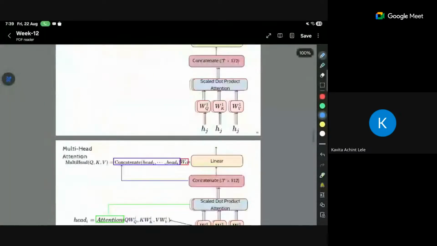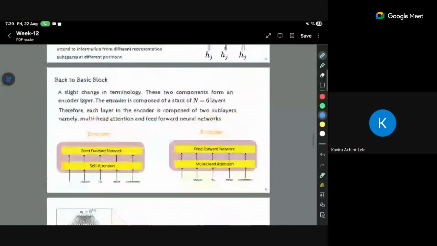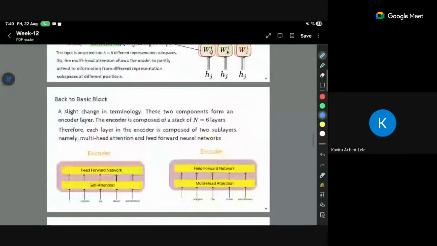Okay. So this is concatenation, and then we are multiplying with WO. So each of them. Yeah. So that was there.